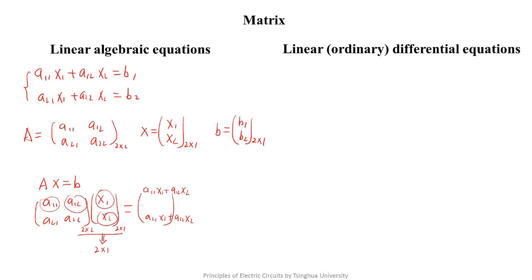This is the rule of the matrix multiplication. We take a 2 by 2 matrix times a 2 by 1 matrix as an example. If the second matrix is also 2 by 2, then obviously we will get a 2 by 2 matrix. We won't explain it anymore.